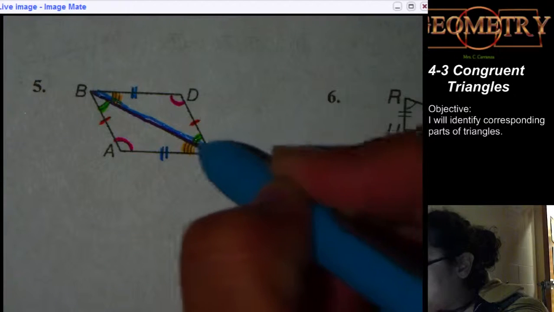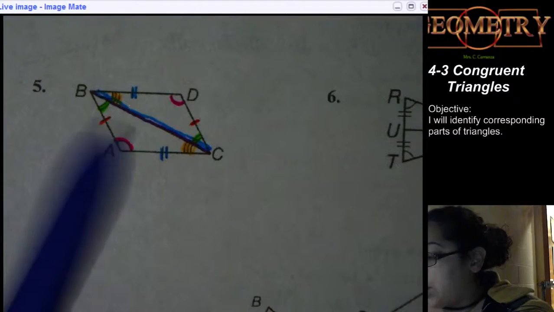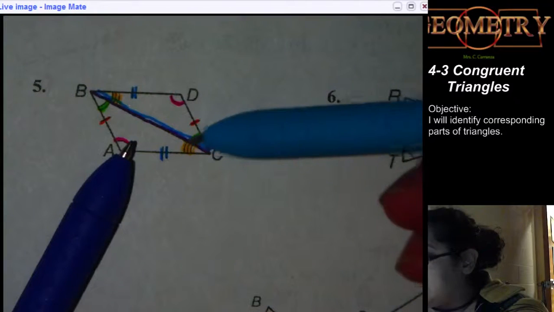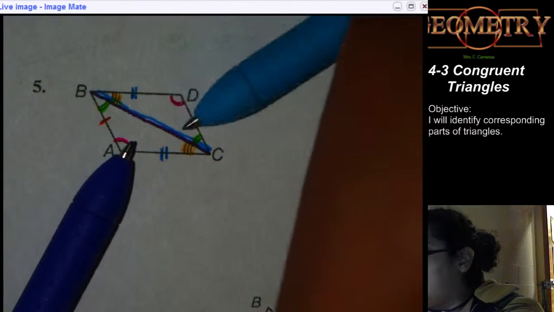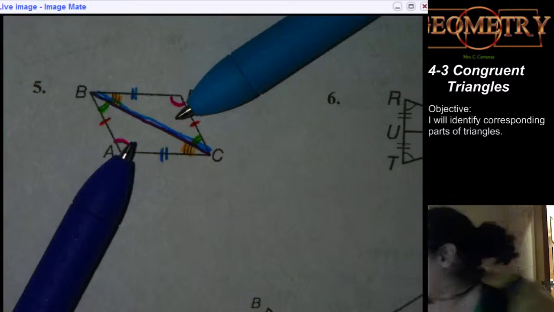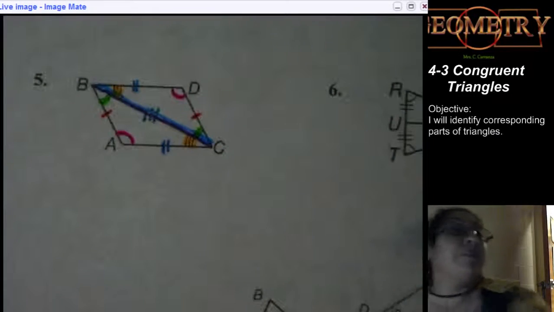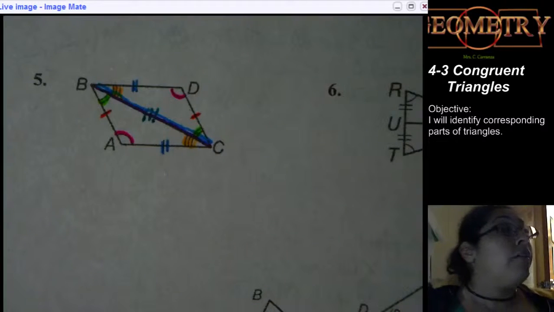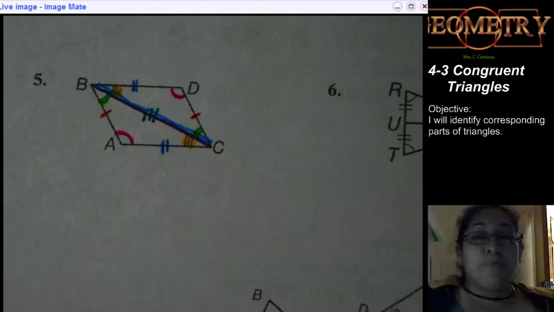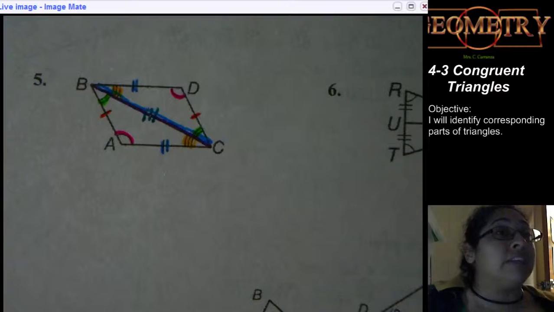Which means I need to say that this segment for this triangle is congruent to this segment for this triangle. Wait a minute, it's the same segment. So they're the same. We can automatically state that this segment is congruent to itself. But what's the proper name of the property that allows us to say a thing is congruent to itself?